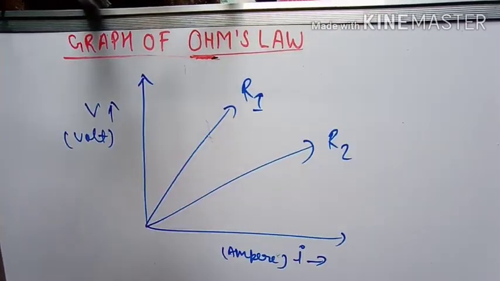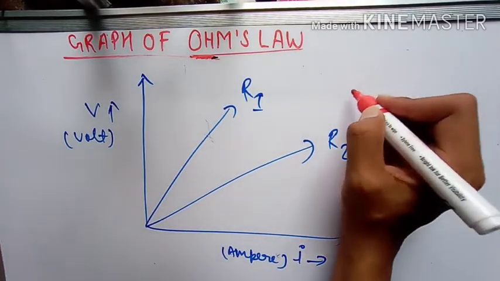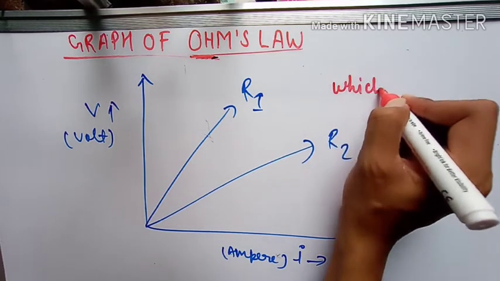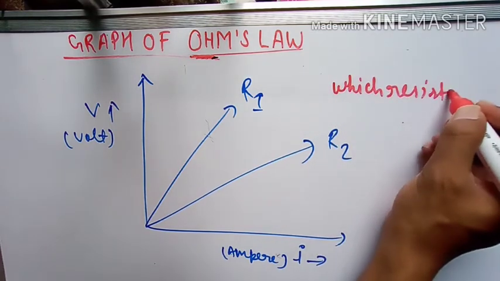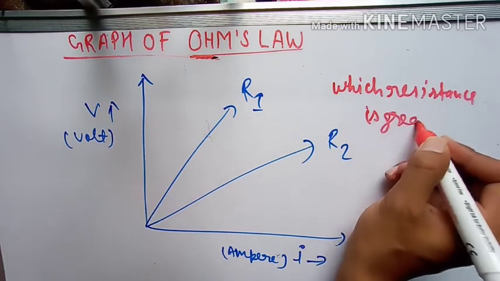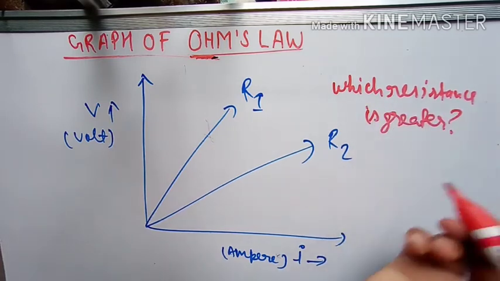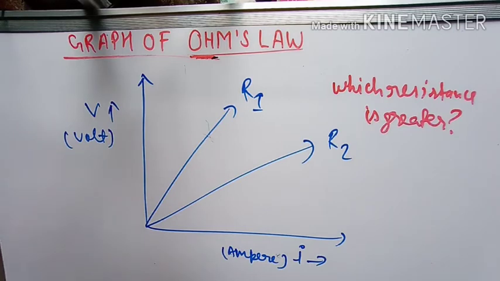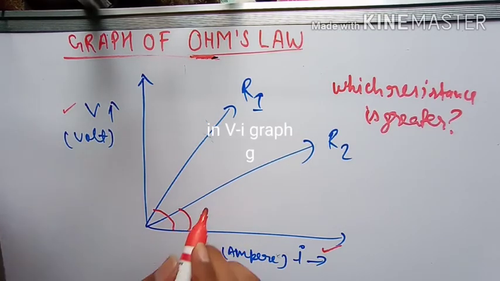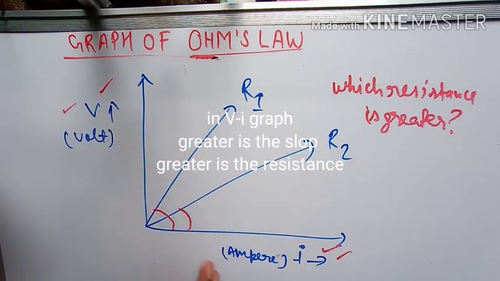So let us look at the question. You have to find which resistance is greater, either R1 or R2. So for finding it, first of all you have to look at the graph. The graph is between V and I. So let's look at the slope. The greater the slope, the greater the resistance. Note this point: if you are working with a V-I graph, greater is the slope, greater is the resistance. Understand? This is a clear-cut shortcut.